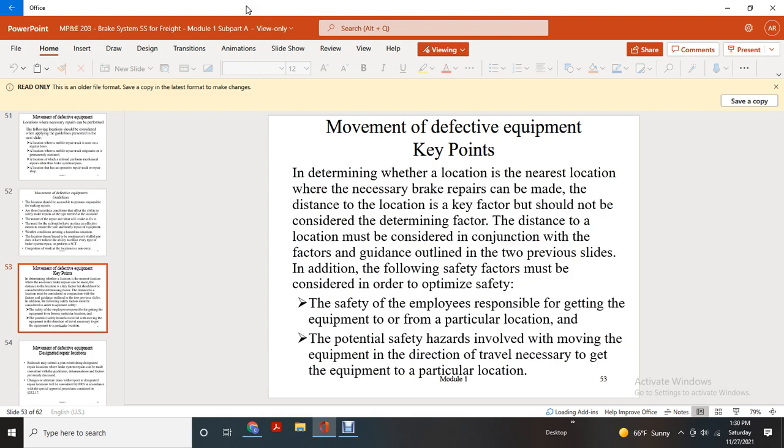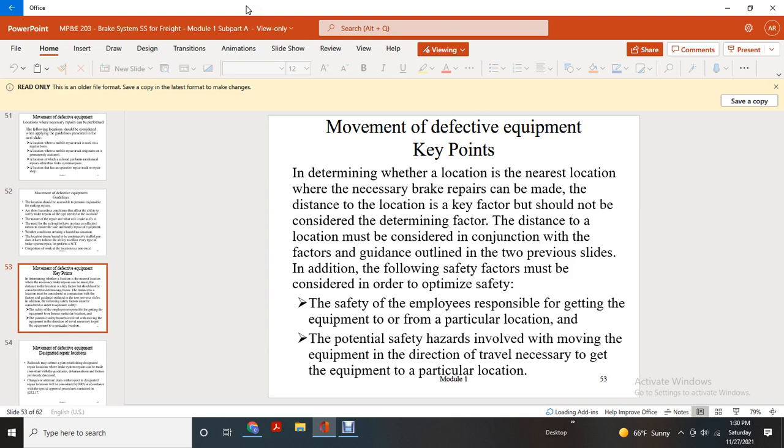Movement of defective equipment: determination of the nearest location where the necessary brake repairs can be made, with the distance to the location. Key factors should not be considered the sole determinant; the distance to the location is considered in conjunction with the guidelines outlined in the two previous slides, with the addition of the following safety factors that must be considered in order to optimize safety.